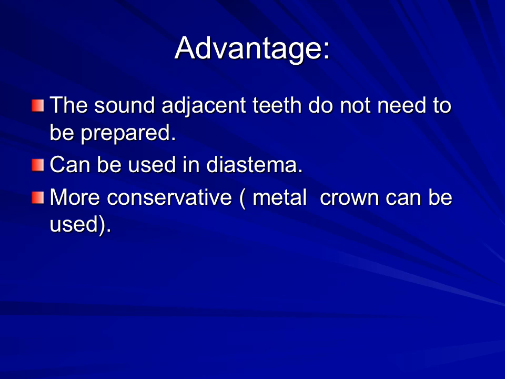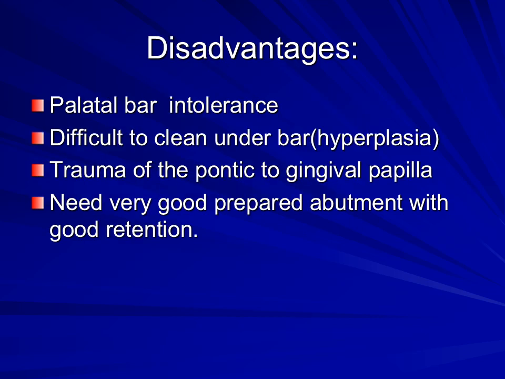Advantages: the sound adjacent teeth do not need to be prepared. Can be used in diastema cases. More conservative. Metal crown can be used on the posterior teeth. Disadvantages: palatal bar intolerance, difficult to clean under the bar, trauma of the pontic to the gingival papilla, need a very well prepared abutment with good retention.